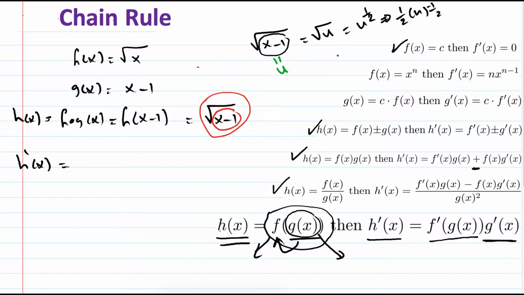However, u equals x minus 1. So you can say that this is equal to 1 over 2 multiplied by x minus 1 raised to a power of minus 1 over 2. That is it. So that is the derivative of the mom function.